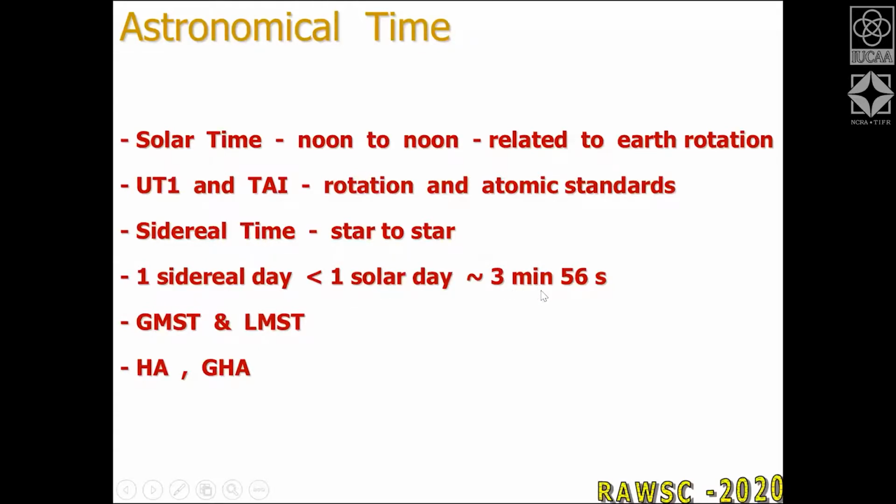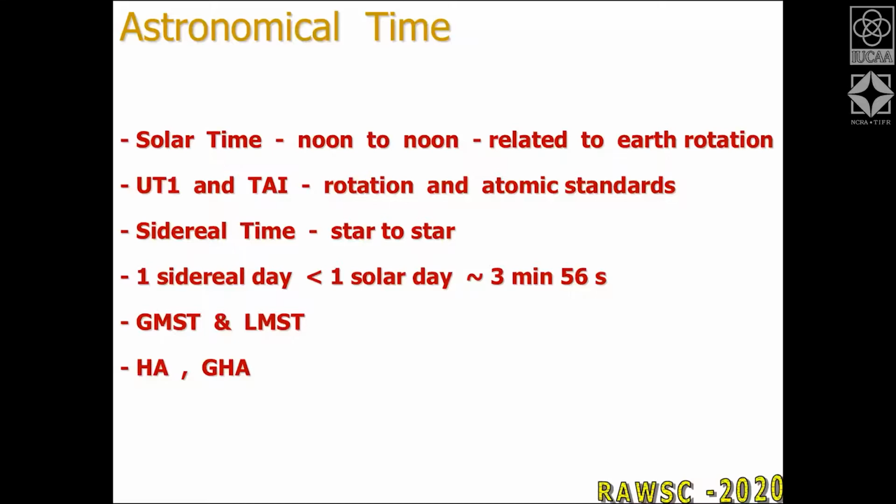Okay. Now, what is the consequence of that? The consequence of that is that your sidereal time and the solar time are not going to be synchronized, right? They will shift with respect to each other. So if you want to observe a particular star at its transit, that transit will happen every day at a different point of time, right? So that needs to be accounted for.